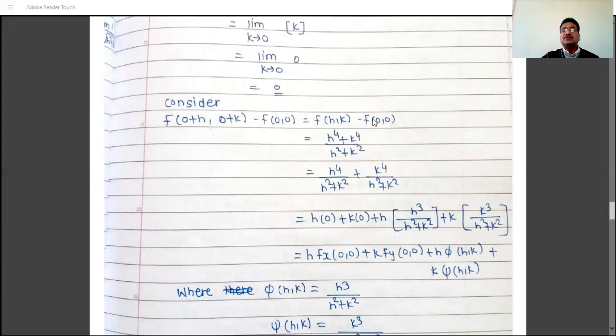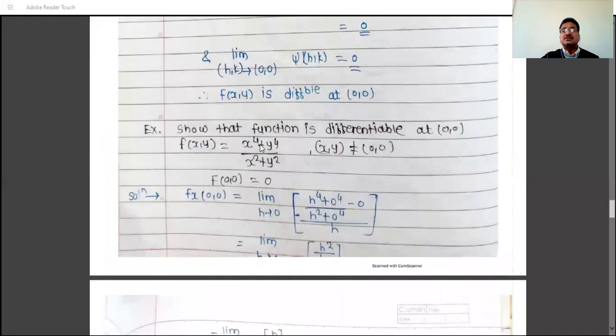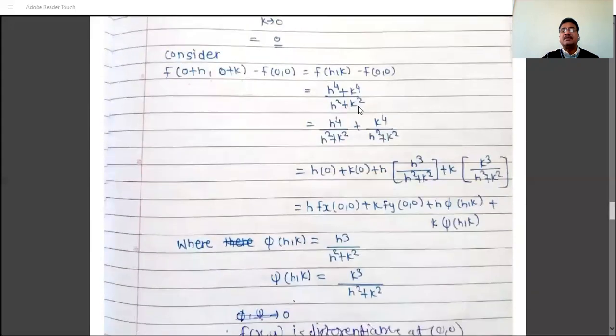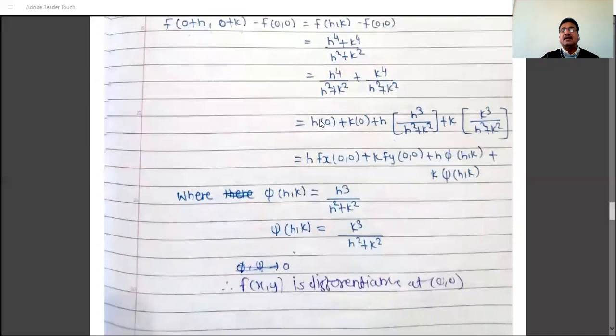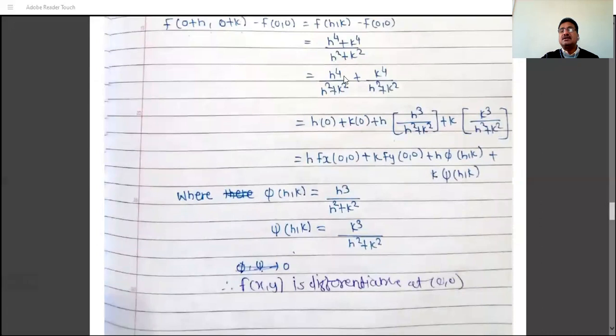So f(h,k) minus f(0,0), and f(h,k) is what? It is (h raised to 4 plus k raised to 4) by (h square plus k square), minus f(0,0) which is 0. Divide this into two parts: h raised to 4 by (h square plus k square) plus k raised to 4 by (h square plus k square). Then h times 0 plus 0 times k, these are the 0 terms, plus h times (h cube by h square plus k square) plus k times (k cube by h square plus k square). This 0 is f_x(0,0), this 0 is f_y(0,0), and let this be phi(h,k), this be psi(h,k).